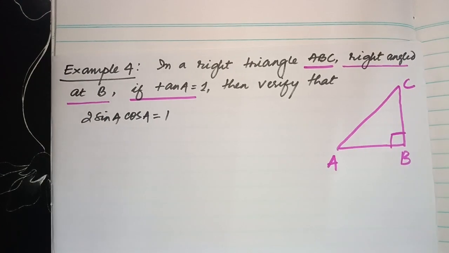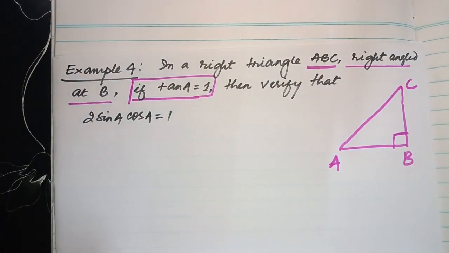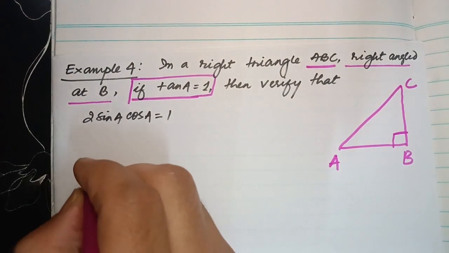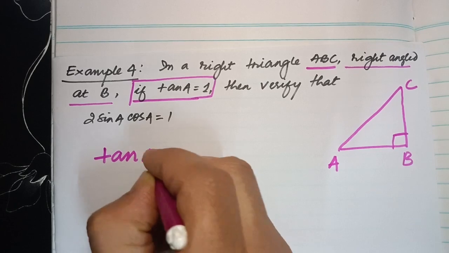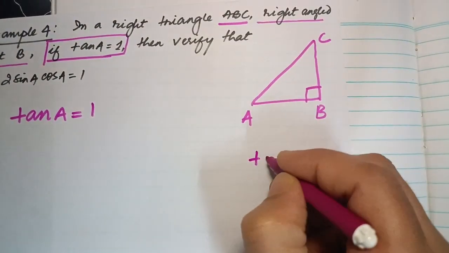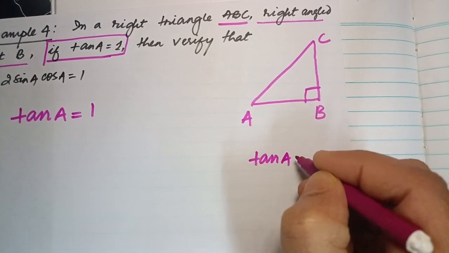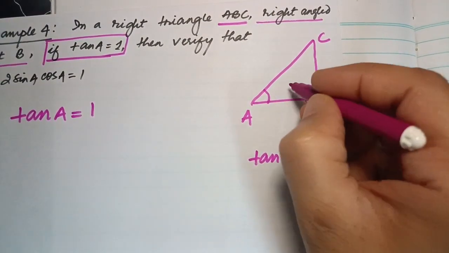Now one more value they have added here, that is tan A equal to 1. And we know that tan A, if I take this angle, then tan becomes opposite side. What is your opposite side?